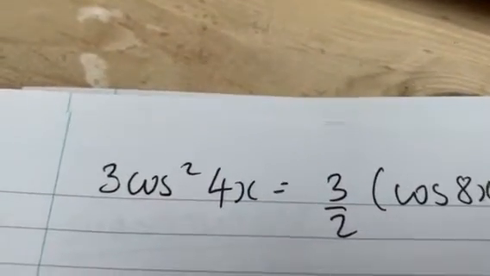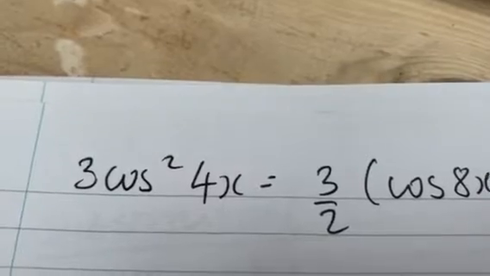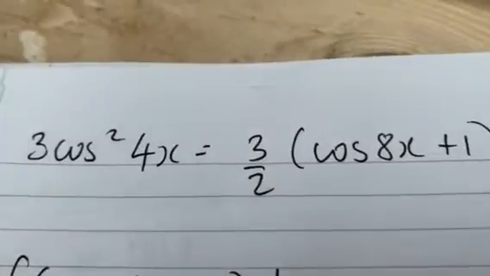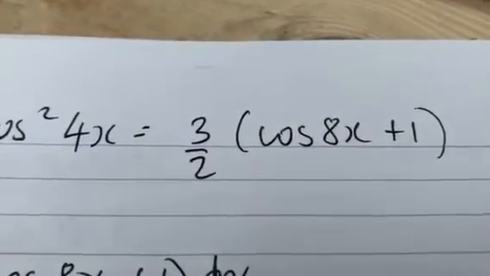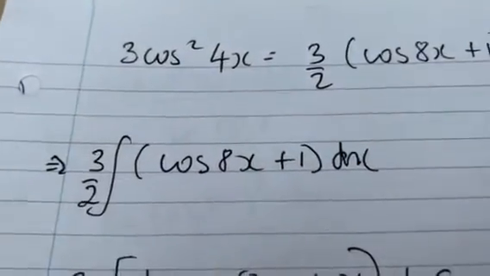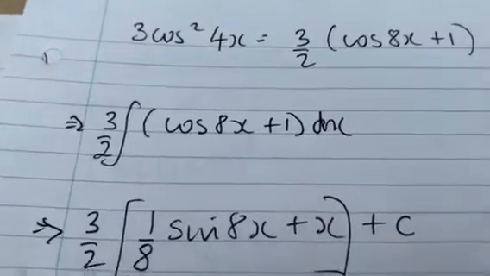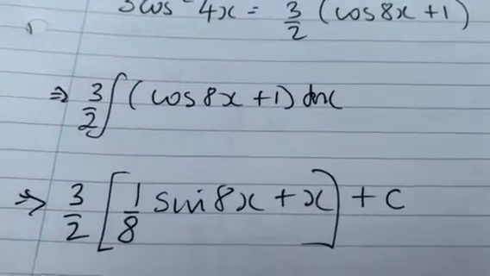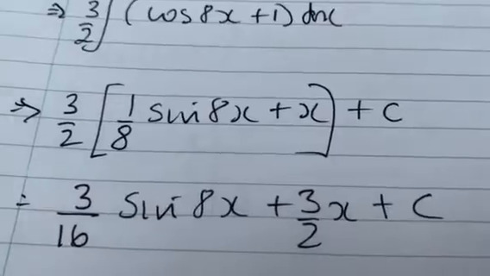So the cos of 4x all squared times 3 is 3 over 2 times the cos of 8x plus 1. So you've been able to rewrite that, and now you can integrate it. So rewriting your integral, you can then integrate your function and then multiply all by 3 over 2.